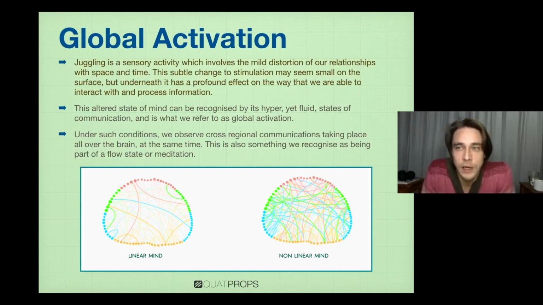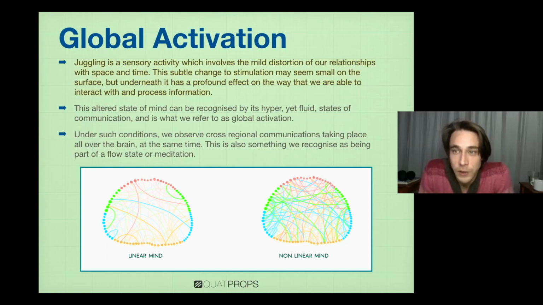Reduced reference to indications of change in time and change in space over time distorts our sense of linear time. This subtle change to stimulation may seem small on the surface. We see people dance, we see people play music and juggling. We don't think, oh, look at them entering this altered state of mind. It doesn't look like that on the surface. But underneath, and personally, we're aware of it. We know what it feels like, the endorphins, the dopamine, right? Underneath, it has a profound effect on the way that we are able to interact with and process information.